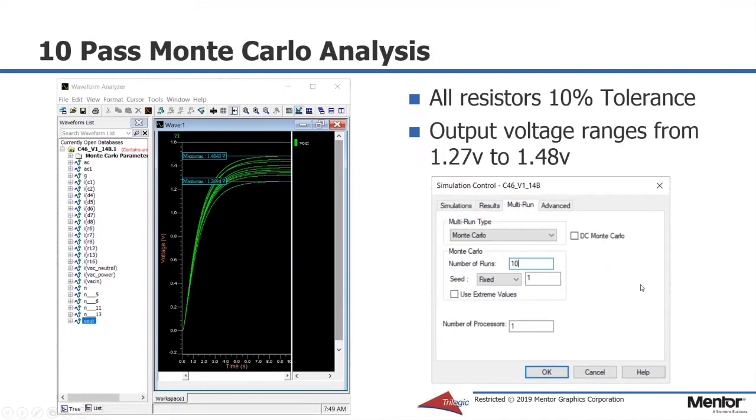Now, a 10-pass Monte Carlo analysis shows the output voltage varying from 1.27 volts to 1.48 volts. This may be outside the acceptable range of output voltage that the IoT device may require. A regulator might solve this problem, but if we were looking at using this for an analog to digital conversion, we might need a voltage reference to obviate this irregularity in voltage. So we could solve the problem by specifying tighter tolerances for all the resistors in the design, but this may not be necessary.